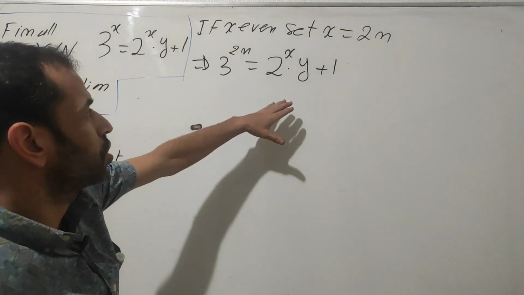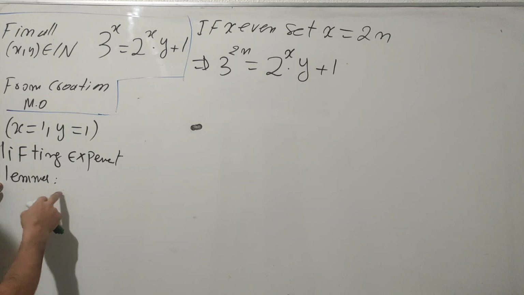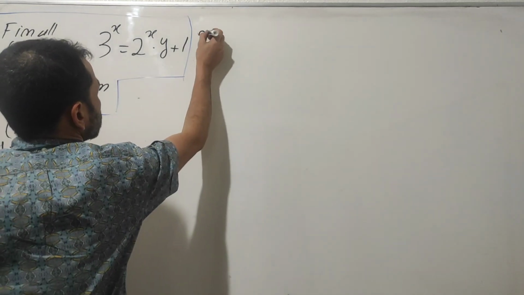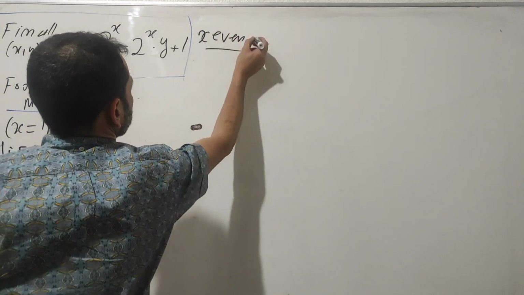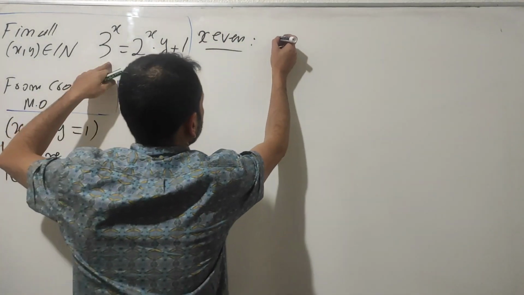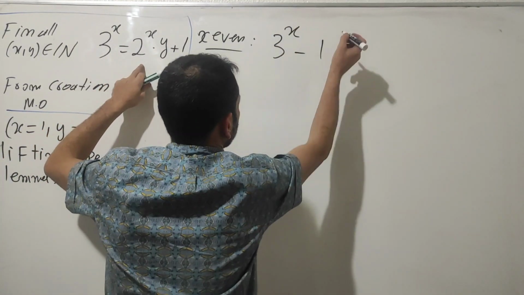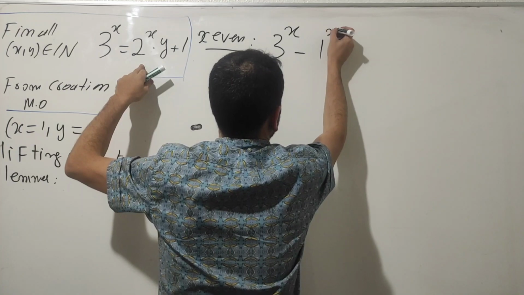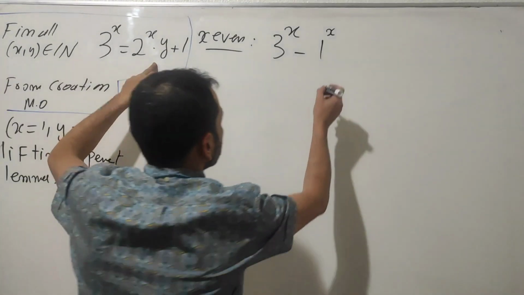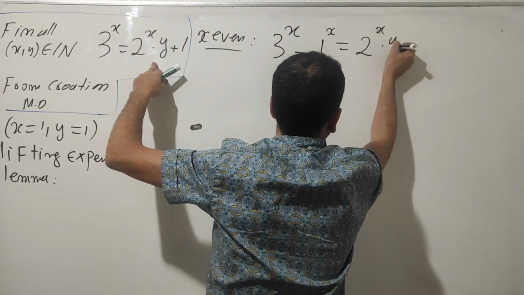Now forget about this equation. I'm going back to the original equation, and I'm going to apply this lifting exponent on it. As we said, x is even. So taking this equation, I get 3 to the x, taking 1 to the left becomes minus 1. Minus 1 is going to be written as 2 to the x multiplied by y, because x in this case is a natural number.